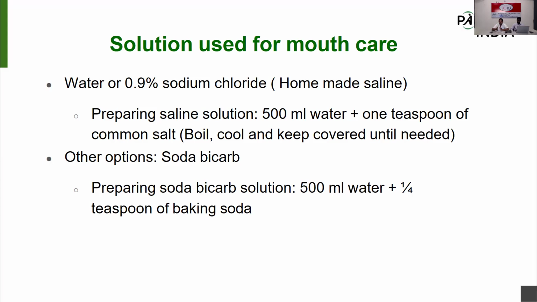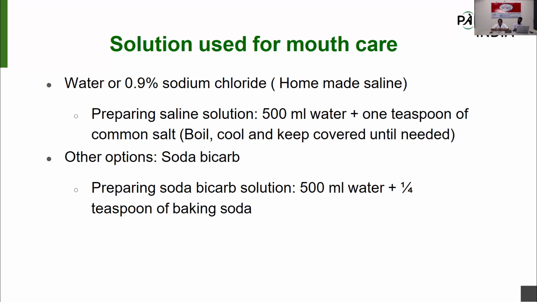What are the preparation steps? We have to take 500 ml water plus 1 teaspoon of common salt, boil it, cool it down, and cover it with the lid, and use it as per need. The other option is to use soda bicarb. The preparation of the soda bicarb solution is 500 ml water plus 1/4 teaspoon of baking soda.